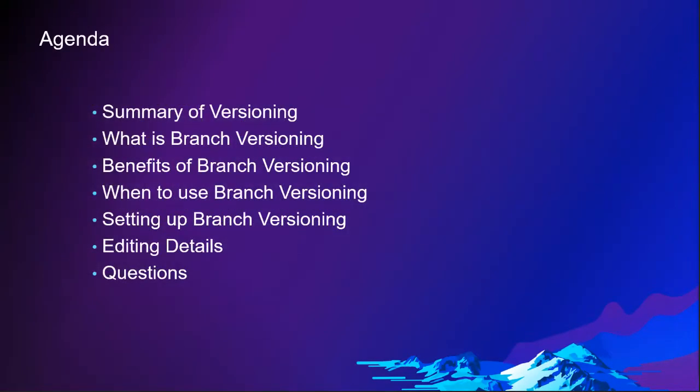My agenda here is to provide a quick breakdown, a summary of versioning, and what that means within the context of ArcGIS. Then I'll talk about what branch versioning is specifically and a little bit about how it differs from traditional versioning, some of the benefits and best practices, why you might use branch versioning, and actually some reasons why maybe we wouldn't use branch versioning. After reviewing some of that general information, I'll discuss preparing and publishing branch version data.